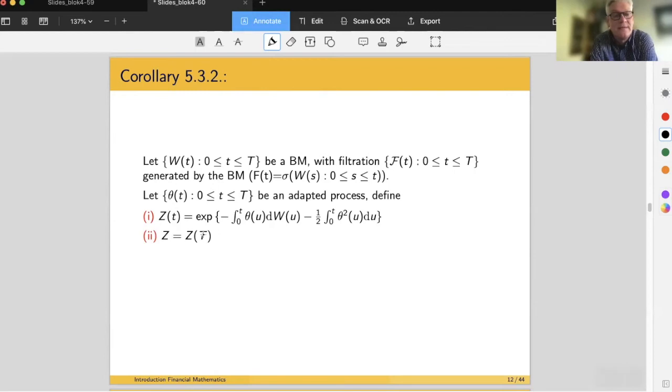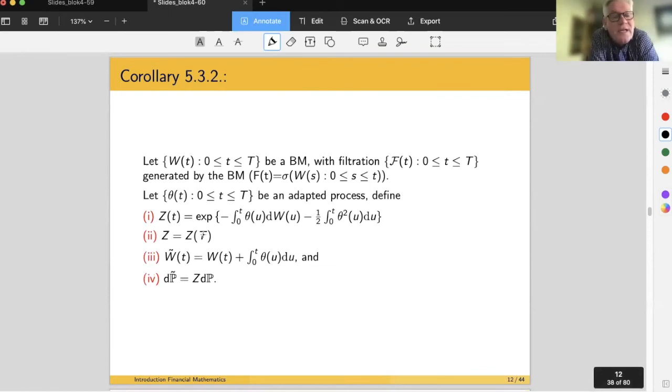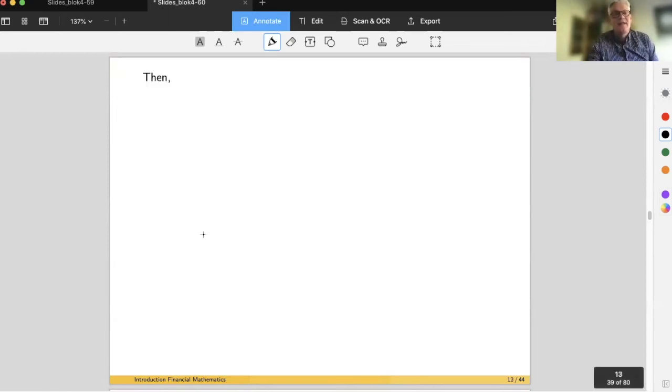Then we have our Brownian motion, W tilde t, which is equal to W_t plus the integral from 0 to t theta_u du. And all of these we have seen in earlier video lectures as well. And of course, dP tilde is equal to Z dP. Girsanov's theorem plays a role here. So let's be in this setting. And then we have the following findings.